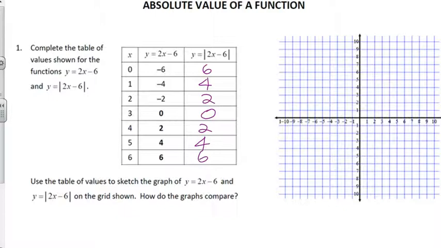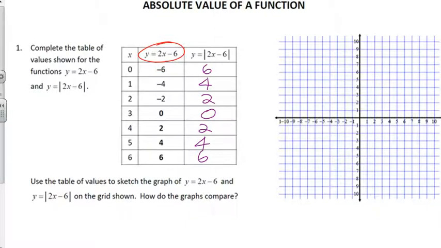Okay, so we're going to use that table of values. We're going to sketch the original graph, 2x minus 6, and then the absolute value graph, on the grid shown, and then we'll compare the graphs. So I will do the original graph in red. And so all we got to do is find the points.